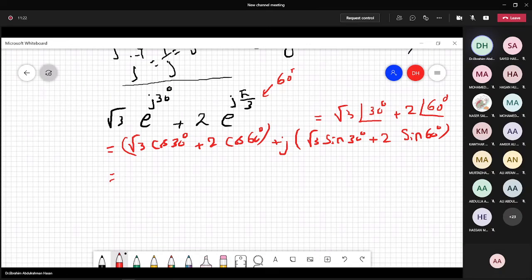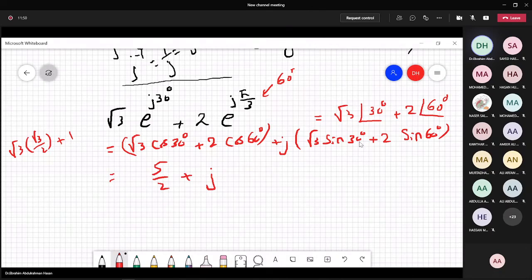cosine 30 equal to root 3 over 2. Okay, so then this is root 3 multiplied by root 3 over 2. And cosine 60 equal to half, so it's plus 1. So then it is 3 over 2 plus 1, so 5 over 2, plus j.